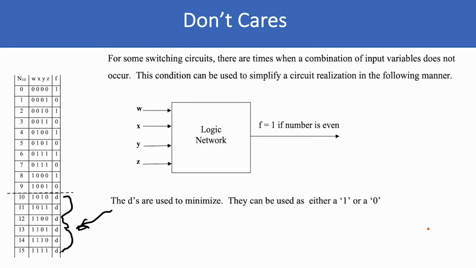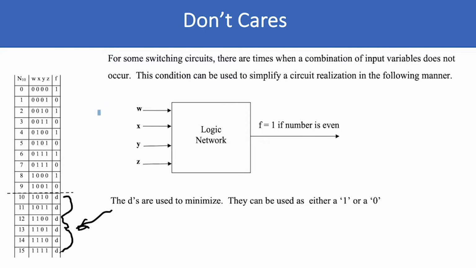Okay, now we're going to introduce the concept of don't cares. And what do we mean by don't cares? Well, if you look at a function, for instance, this function right here, what we're saying is for this logic network, we have 4 inputs, W, X, Y, Z, and we have 1 output.